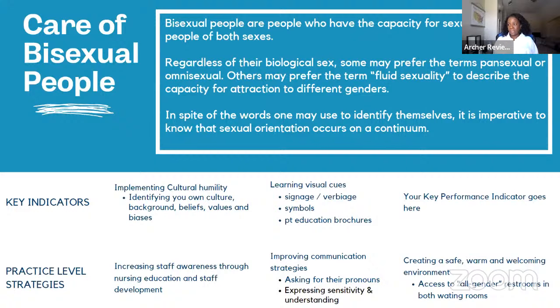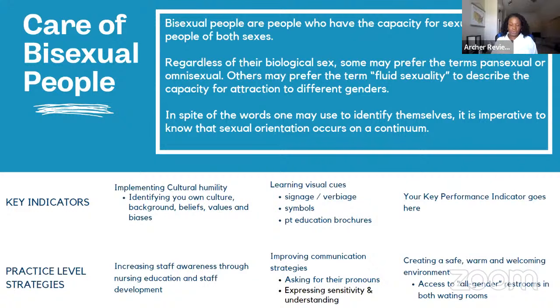And so here are some key indicators. Implementing a culture of humility. Cultural humility is an approach that urges the learner, the provider, to look inward at their own cultural beliefs, values, and biases that may affect the way they provide care. If you've ever heard of something called implicit bias, you can look it up and also take an implicit bias self-test to see where you score.